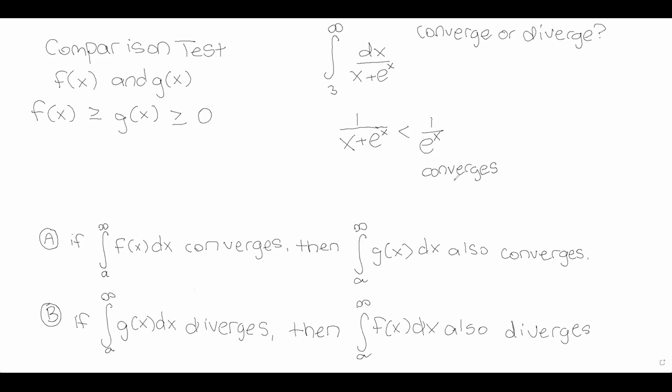So we have a bigger function and a smaller function. Because the bigger function converges, the smaller function also converges. We can use situation A in this definition: if f of x converges, then g of x also converges. We don't have enough time to integrate, but that's perfectly okay. That's not really the main goal of this topic. Our goal is just to determine convergence and divergence. So a quick recap: this converges, so the smaller function also converges.